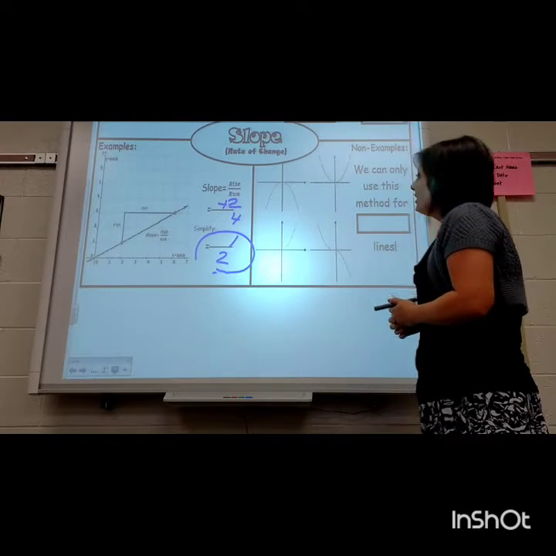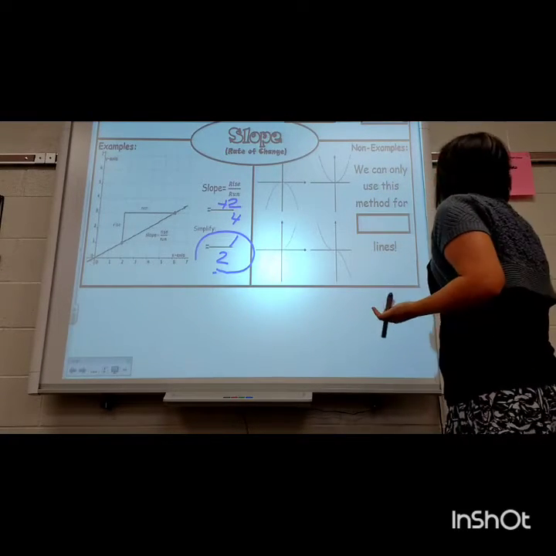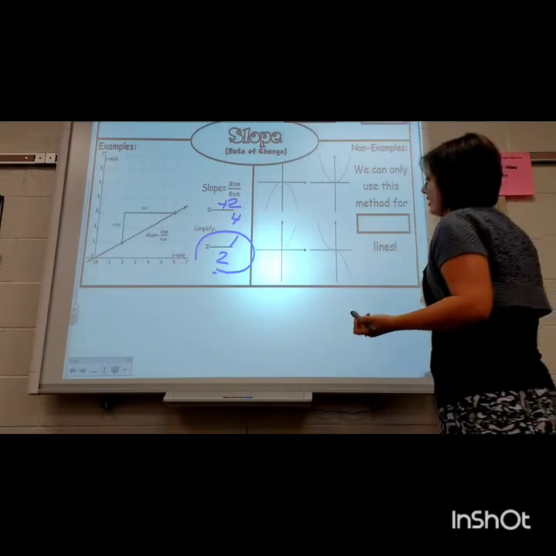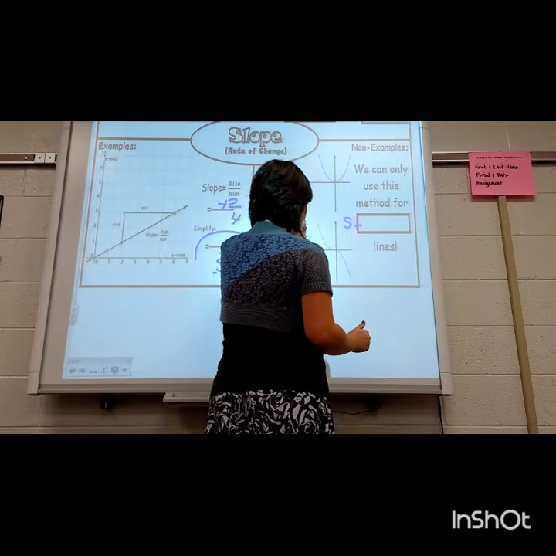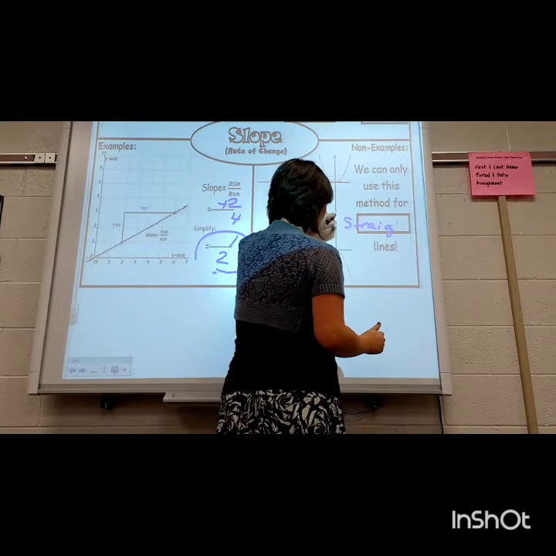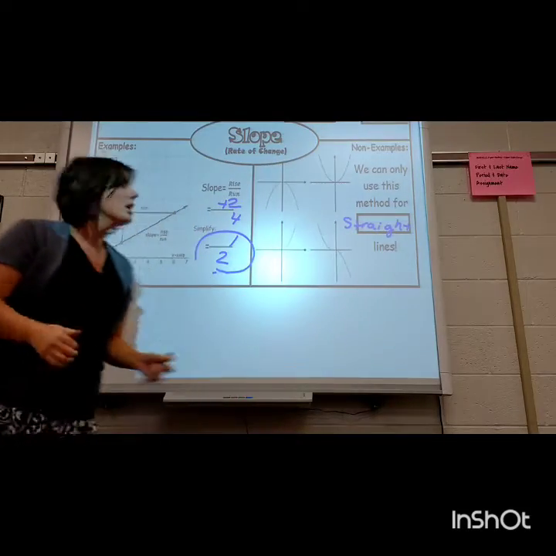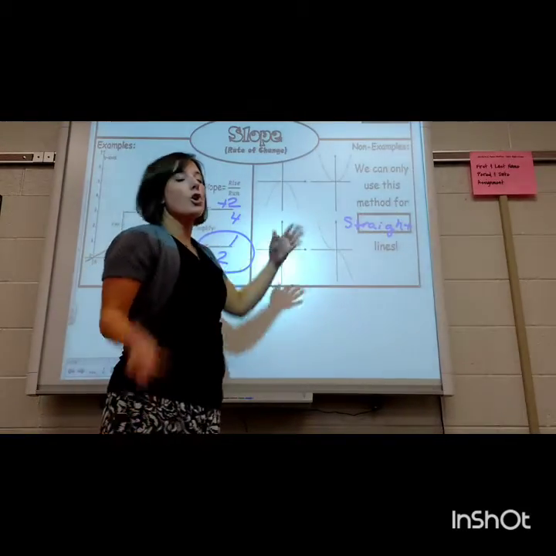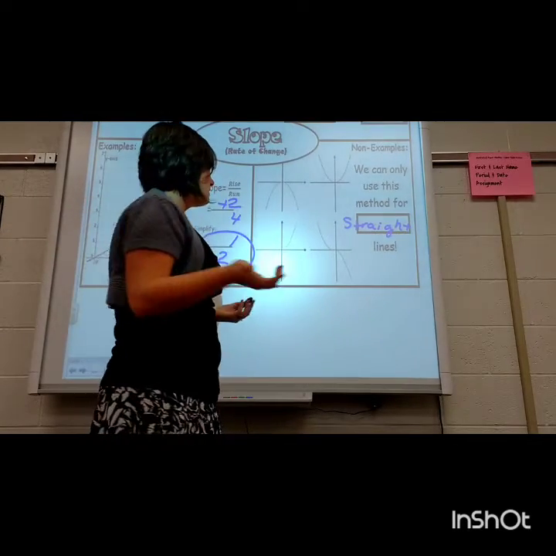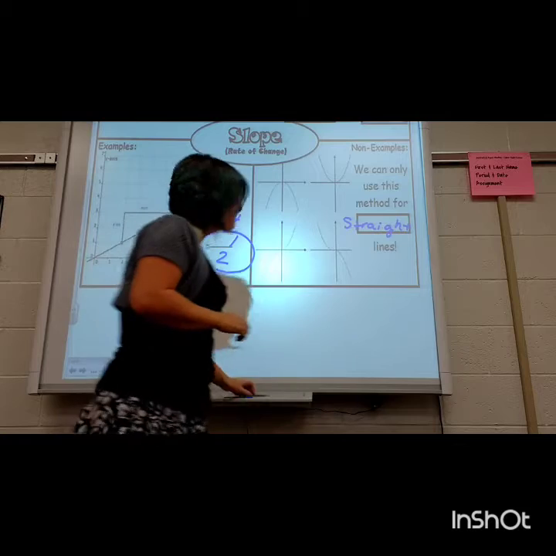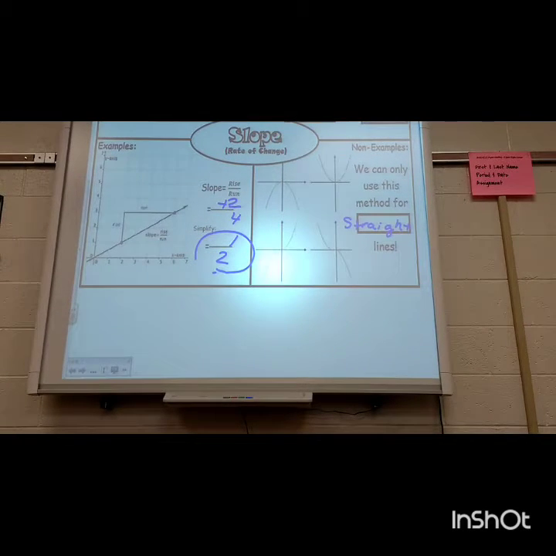So we can only find slope for straight lines. So in this box here, you're just going to write straight lines. Sorry, mine didn't quite fit. So anyhow, whenever you have a curved line of any kind, you cannot find the slope of it because it does not remain constant. These are, so far, the different identities of slope that we'll be working with. There are more that you'll find out about later.